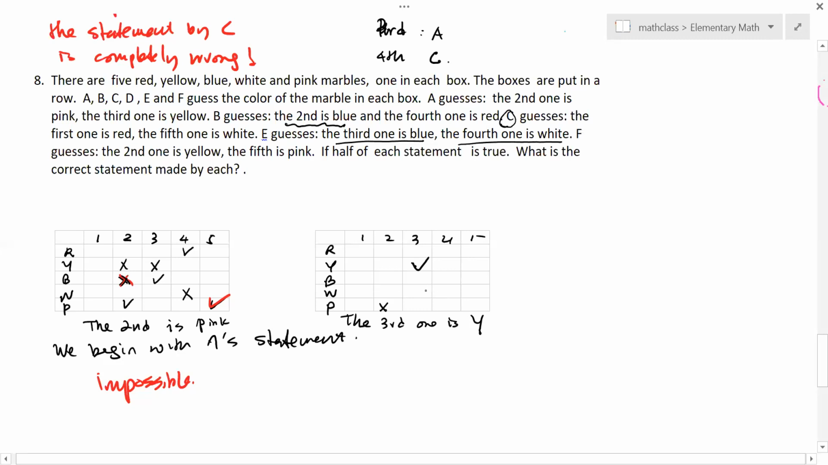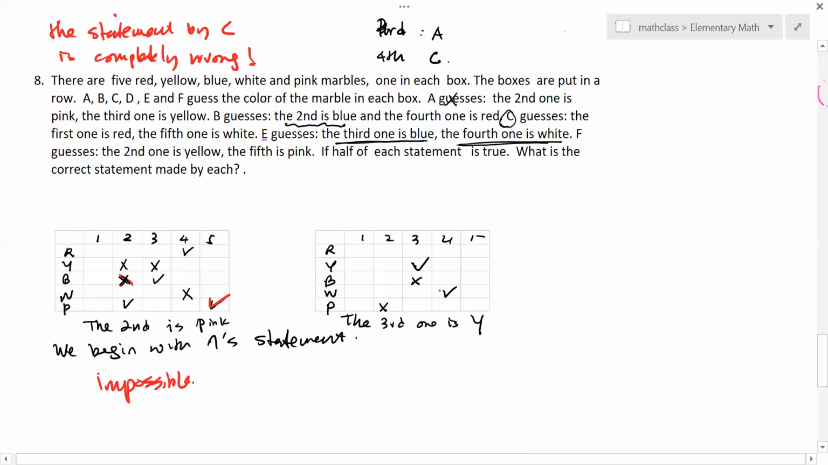We still cannot get anything. I don't know which one is right. So I have to skip. I already used the statement by A, so I cross it, okay? Then I go through the statement which was talking about second place or third place. So I find the statement by E. E says the third one is blue, the fourth one is white. The third one is blue, that's the wrong statement. Then the fourth one is white, should be the correct statement, okay?